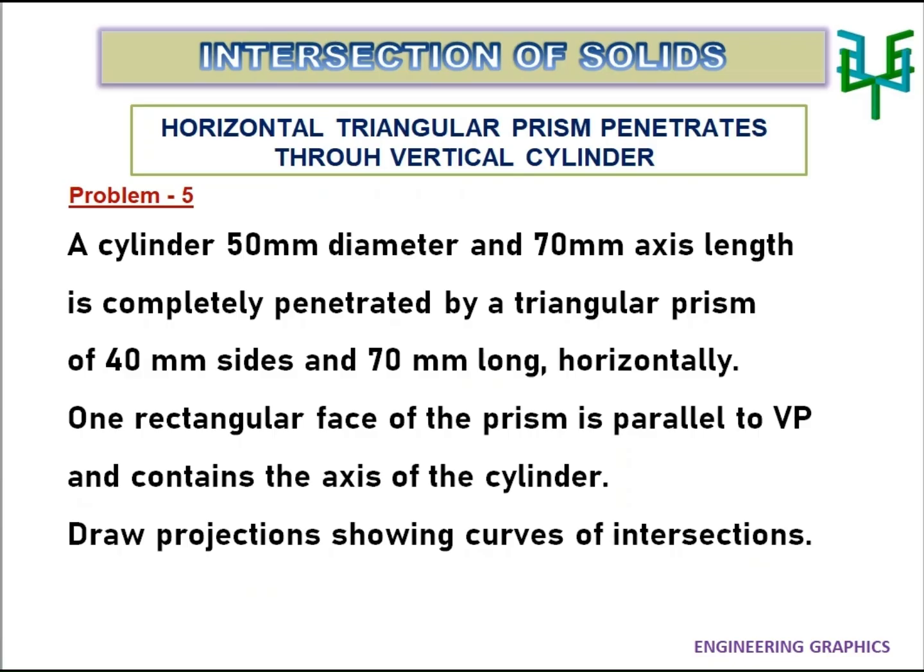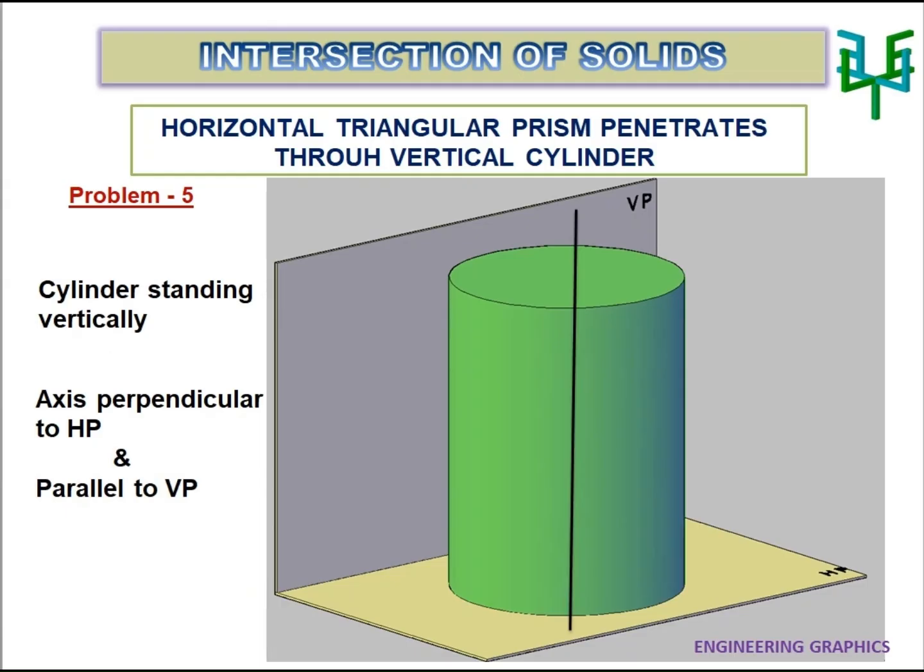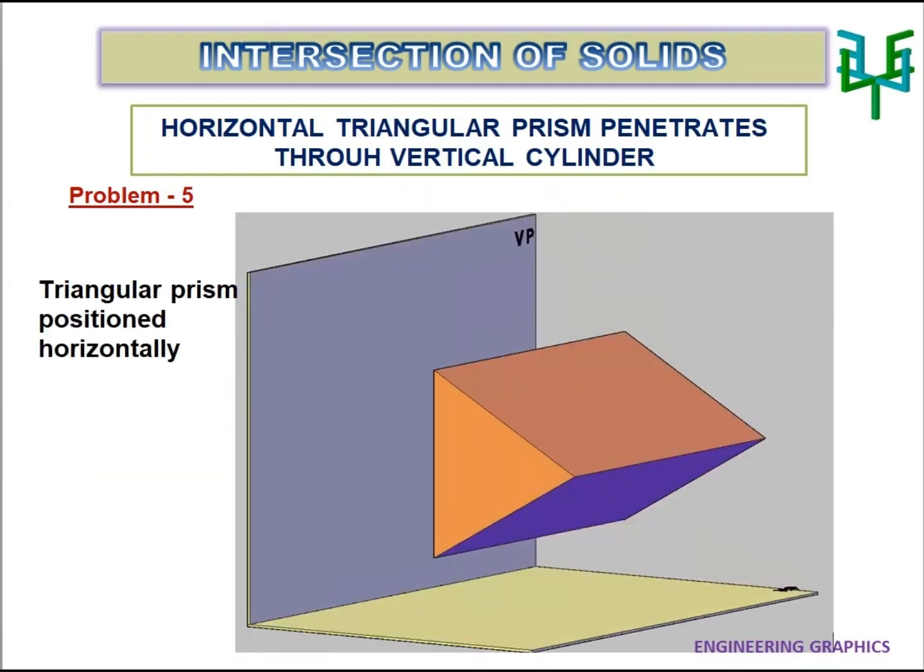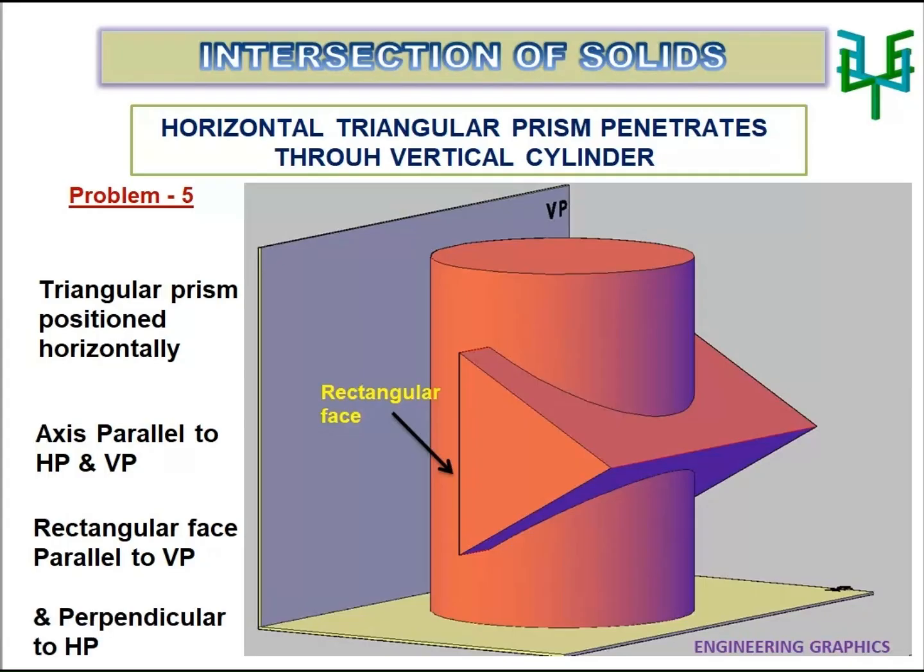In this problem, a cylinder is standing vertically by its axis perpendicular to HP and parallel to VP, and a triangular prism is positioned horizontally so that the axis of the prism is parallel to both HP and VP. One of the rectangular faces of the prism is parallel to VP and is on the axis of the vertical cylinder. The rectangular face parallel to VP is perpendicular to HP also. The triangular prism is positioned in such a way that the length is extended equally on both the sides of the axis of the cylinder.